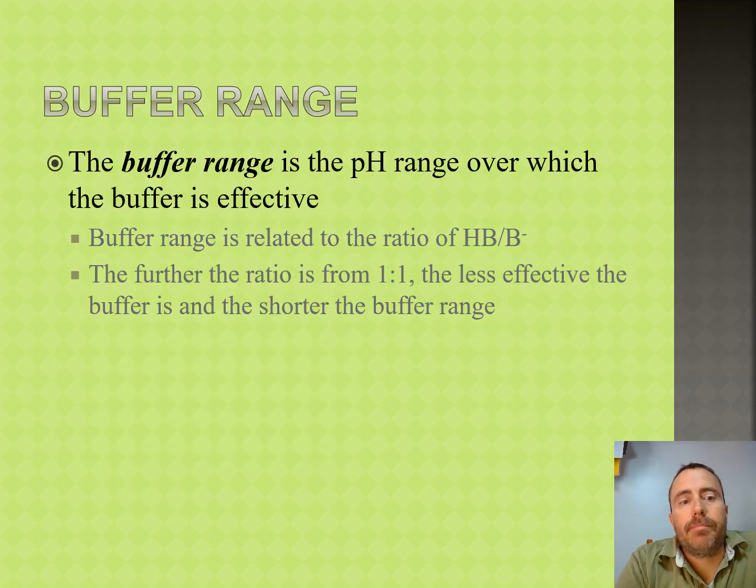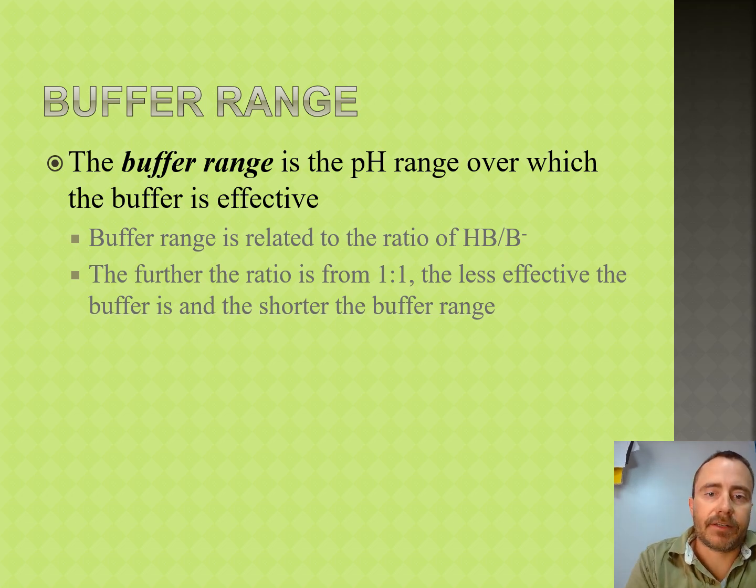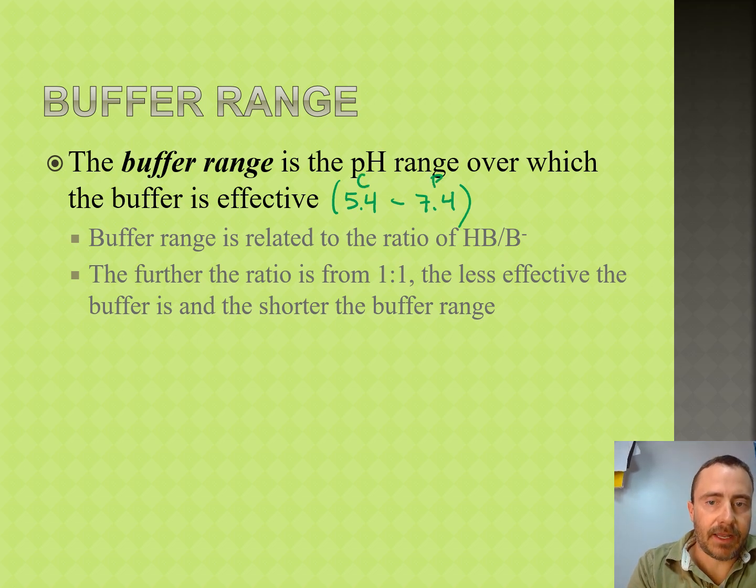Next, we can talk about the buffer range, and that is the pH range at which the buffer is effective. If we look at the previous slide, it was between 5.4 and 7.4, which were points C and B on our figure. That was our buffer range. If you look at the y-axis, those are the ranges at which our buffer worked as an effective buffer. Once we got above or below that range, it's not a very good buffer.